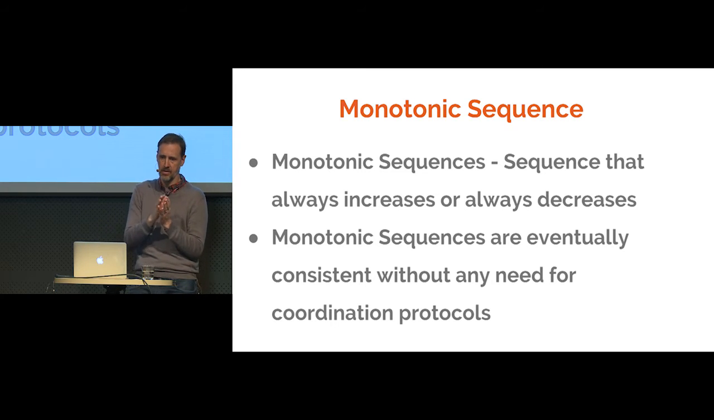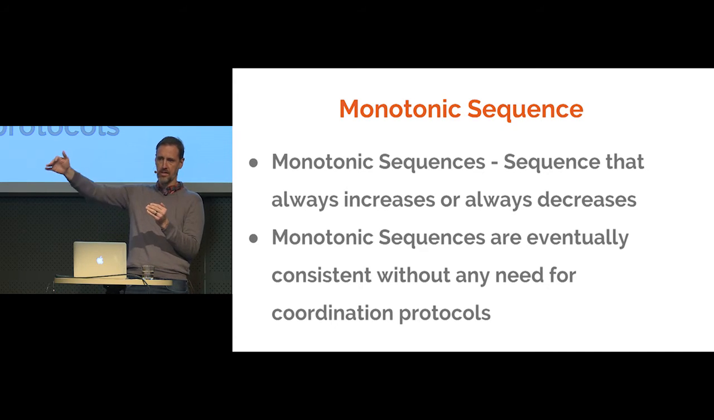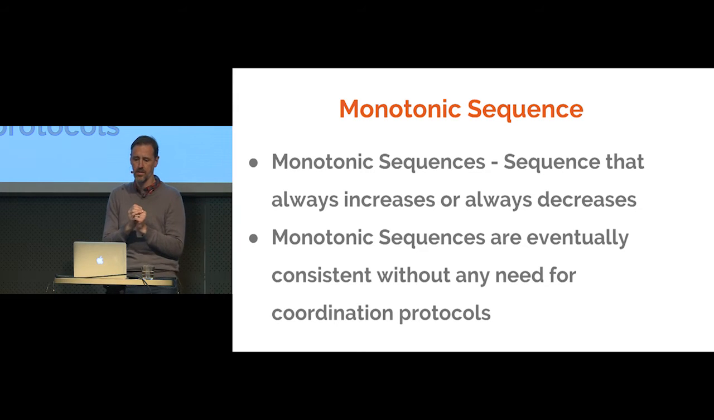And what that means is that the order of operations doesn't matter, because regardless of the ordering, I'm always going to be increasing, right? So I can have a sequence that always increases or a sequence that always decreases, one direction or the other. And what's nice about monotonic sequences is I don't have to have any coordination. So I can receive something like a count or an increase to that monotonic sequence without any external coordination. So monotonic sequences are one of the fundamental building blocks of CRDTs.